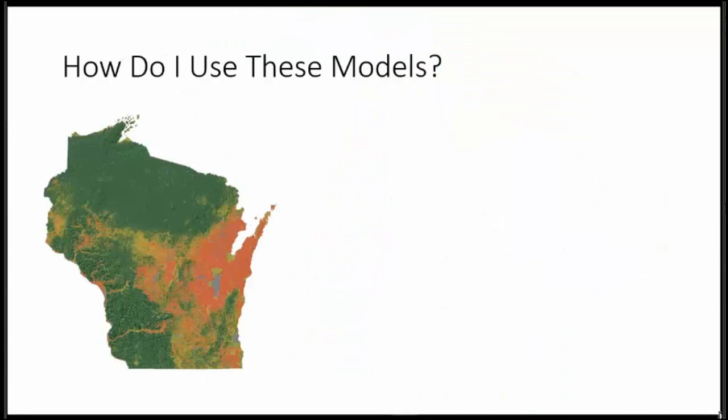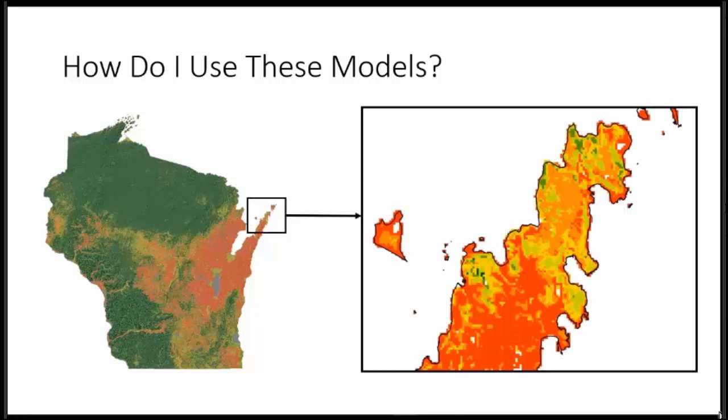But how do you use these models? For me, I can use these models and understand exactly what they're saying, but perhaps maybe not for the average user. You can zoom in and out and see what's going on at a statewide scale, what's the distribution of suitable habitat, or you can zoom in and look at some of the nuances. But maybe this isn't that helpful for the average user.